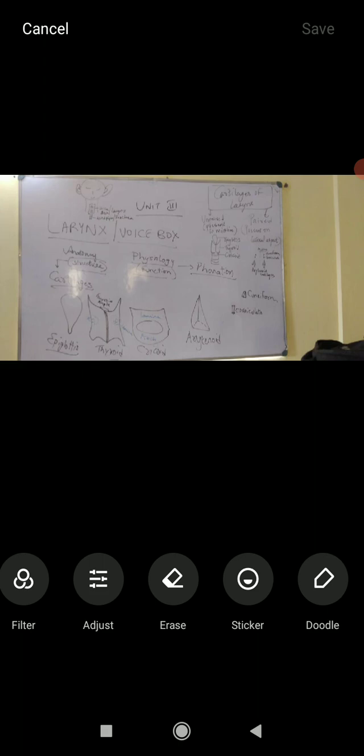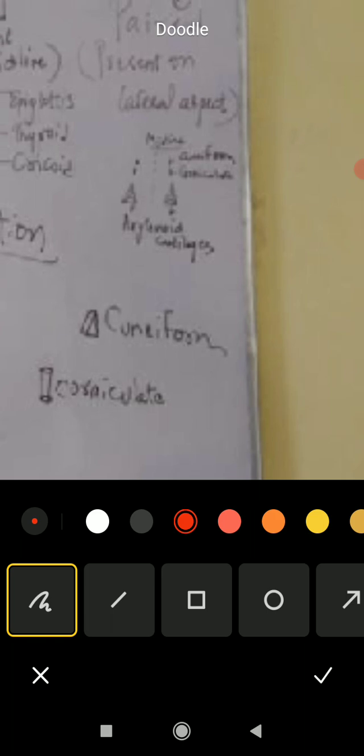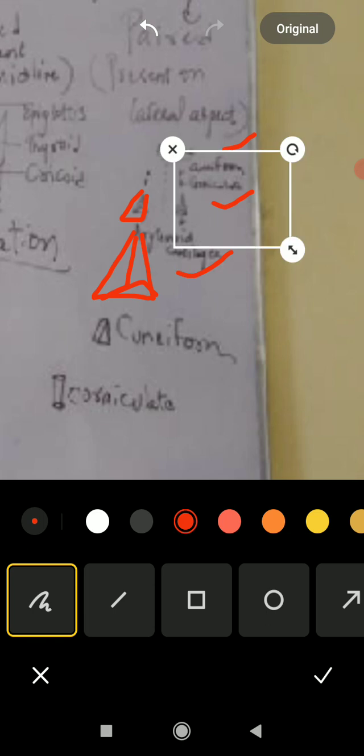Whereas the paired cartilages are present on either side. These are the arytenoid cartilage, the corniculate and cuneiform. The arytenoid cartilage is pyramid shaped. The corniculate is horn shaped, and the cuneiform is a wedge shaped cartilage. So these are the three unpaired cartilages, and the paired cartilages: arytenoid, corniculate and cuneiform cartilage.